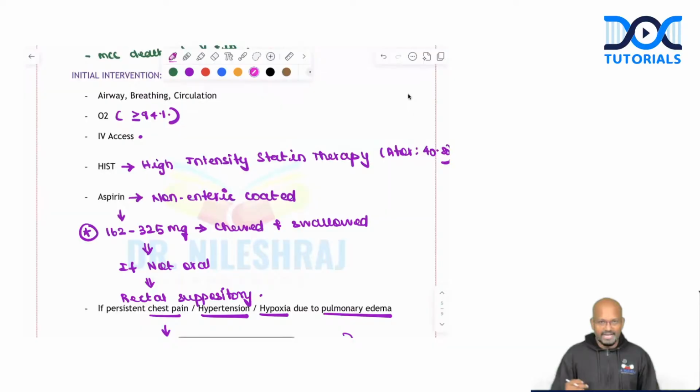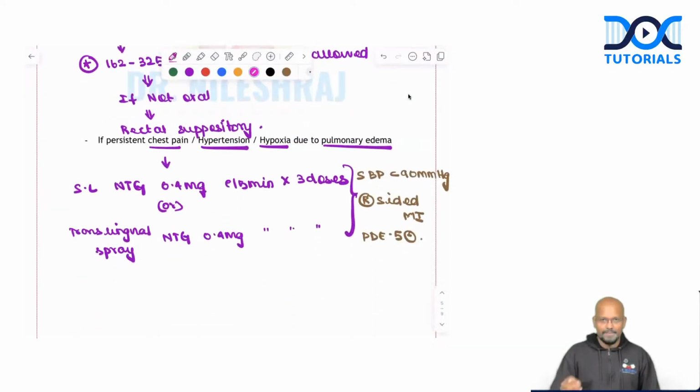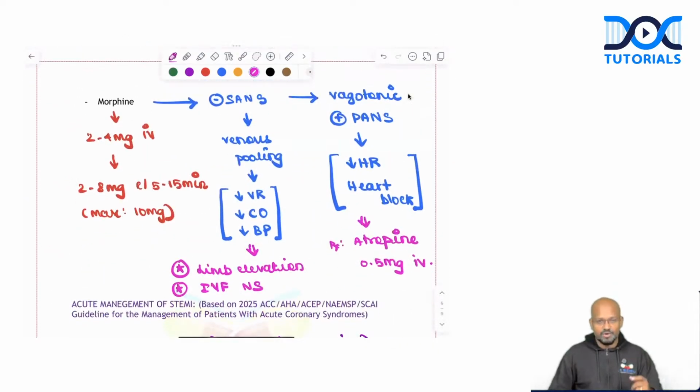Initial intervention: we have aspirin, oxygen, and we have to maintain the levels. We can administer nitroglycerin, sublingual or translingual spray can also be given. All of this has to be given under the tongue. And what are the contraindications for nitrates? We came to morphine, how to treat the pain associated with myocardial infarction.